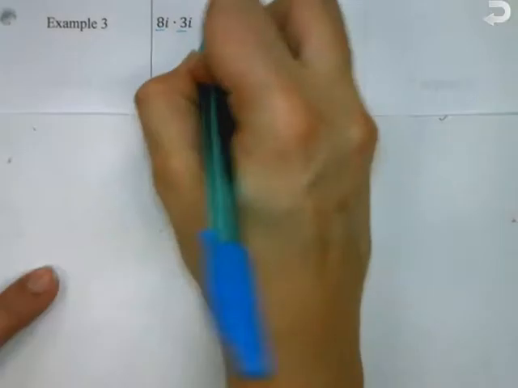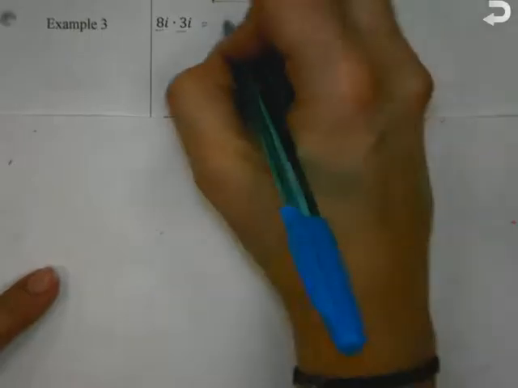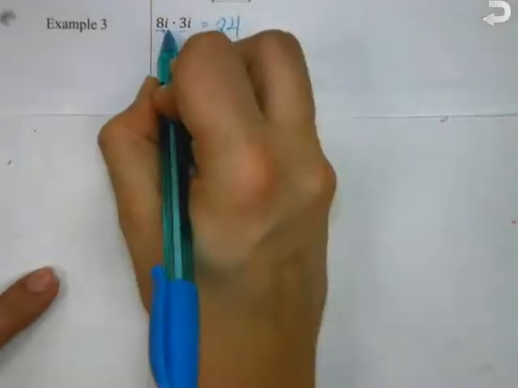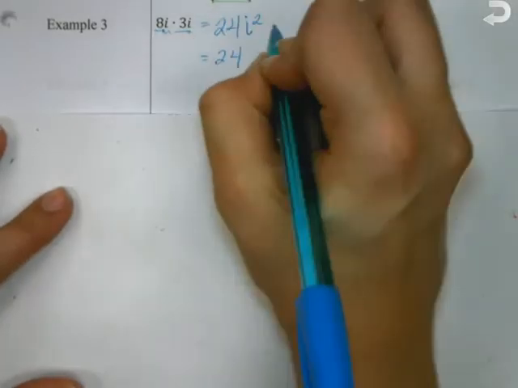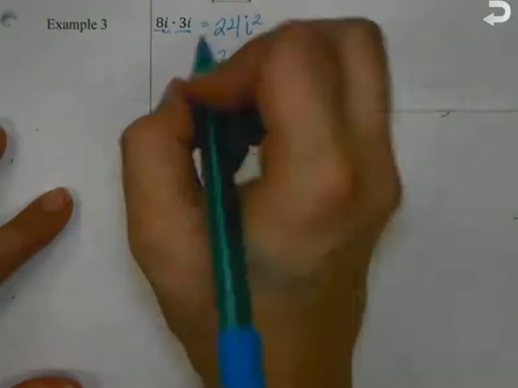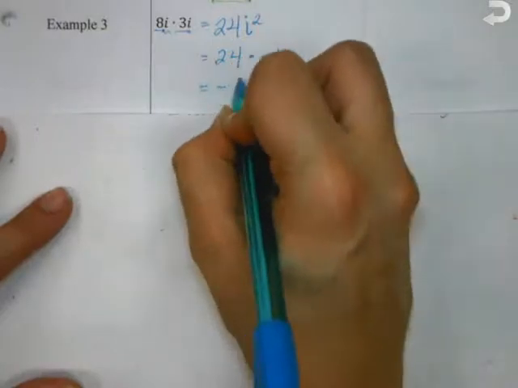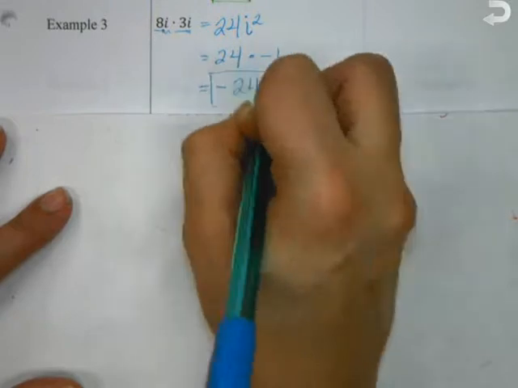So similarly to if we were working with variables, we multiply the coefficients. 8 times 3 gives me 24. And i times i gives me i squared. Now, you never, ever, ever want to leave i squared in your answer because we can actually replace that with a number. So this is 24 times negative 1, so my answer comes out to negative 24. So you should never have i squared in your answer. You should always replace i squared with negative 1.